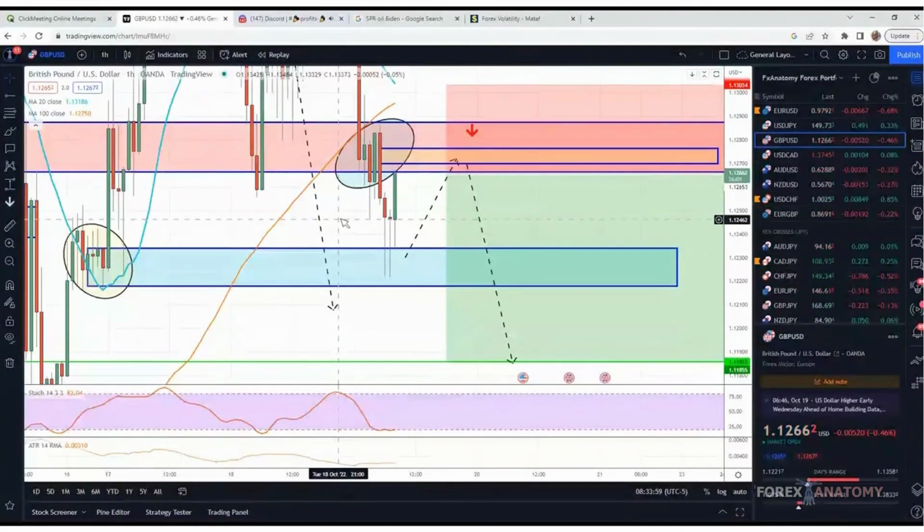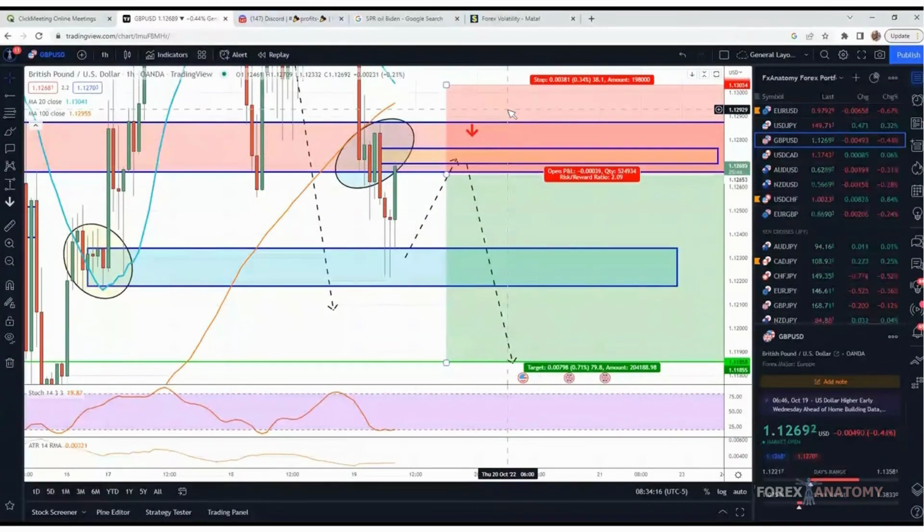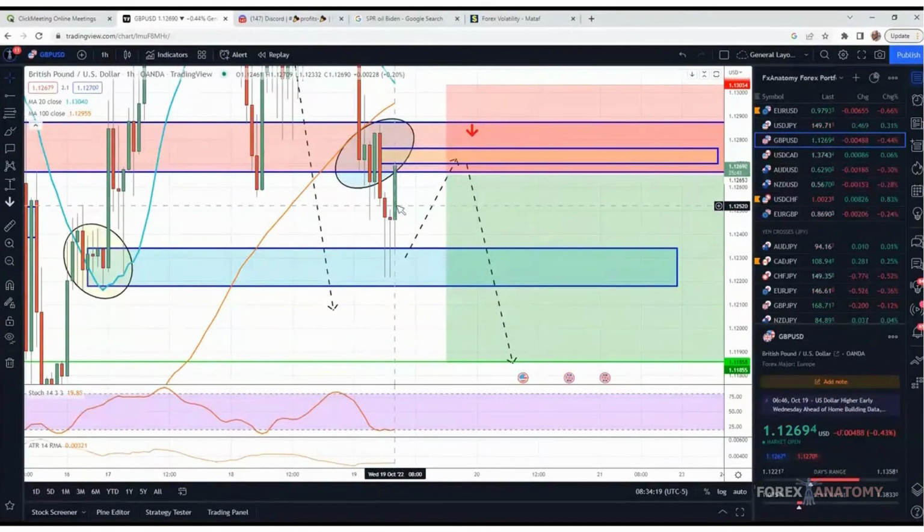But yeah, for the sake of it, let's try to get in now. I'm just going to get in now. Okay, so it's hitting that area right now. GBP/USD, let's look to sell. And let's do a 38 pip stop loss, like what we have. Okay, let's enter a sell right now.